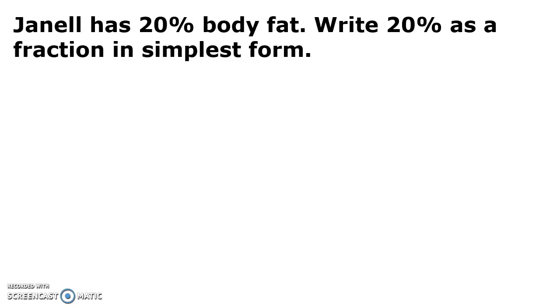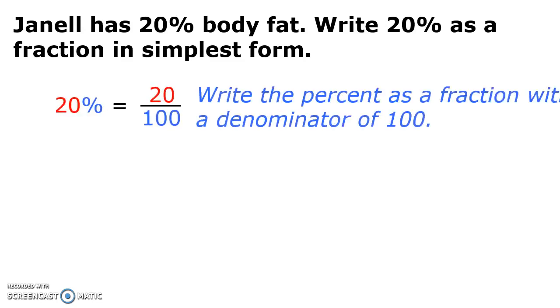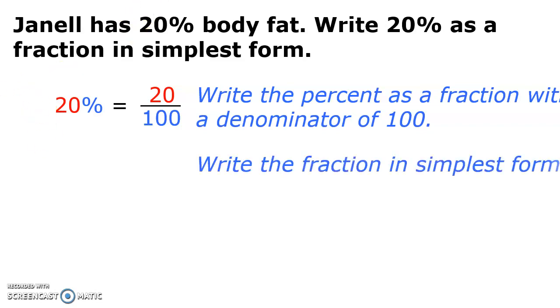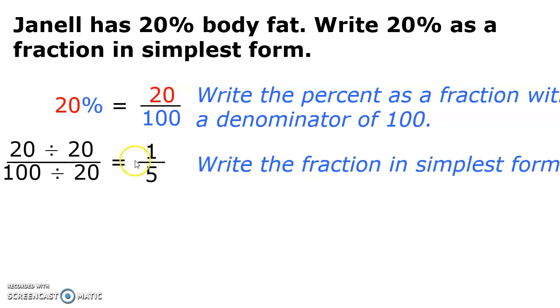Let's try another one. Janelle has 20% body fat. Write 20% as a fraction in simplest form. 20% means 20 per 100. So 20 100ths is the same as 20%. Again, this should jump out at you big time that this can be reduced. And when we do that, we get 1/5. They're both divisible by 20. We're going to divide both by 20 to reduce it down to 1/5.